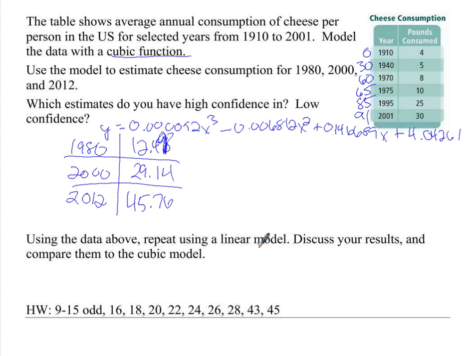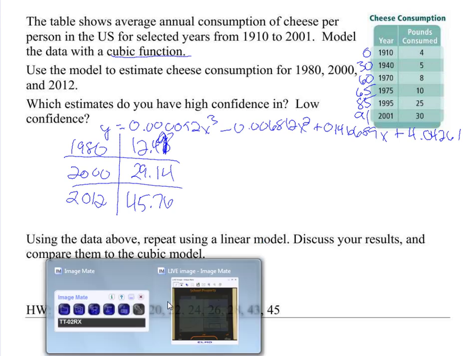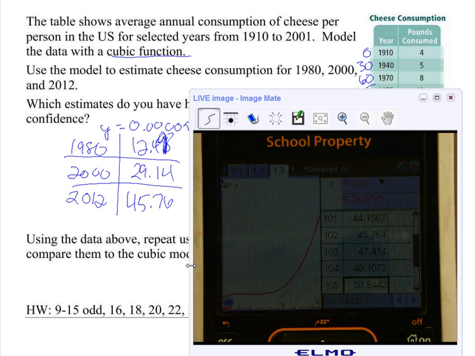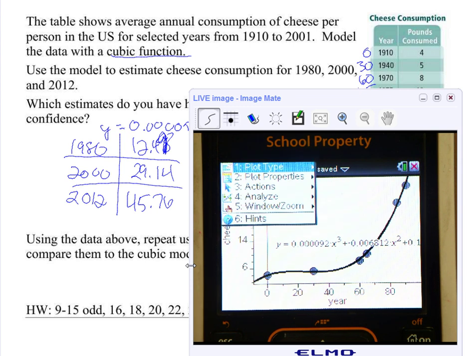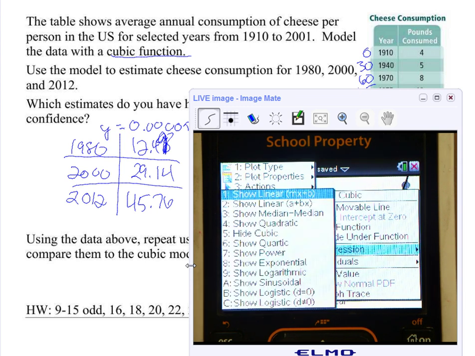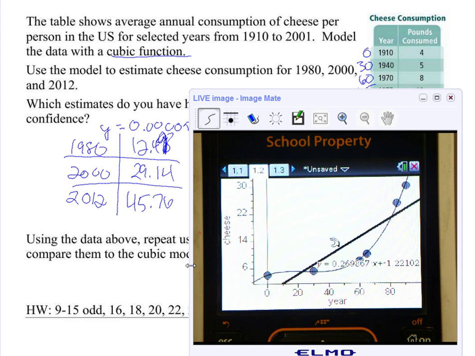All right, using the data above, repeat using a linear model, and then we'll discuss the results of that. So I'm going to go back to the calculator and make a linear model. Well, I need to go back to my scatter plot. And then you analyze regression linear this time. So now we have this equation, 0.269867x minus 1.22.